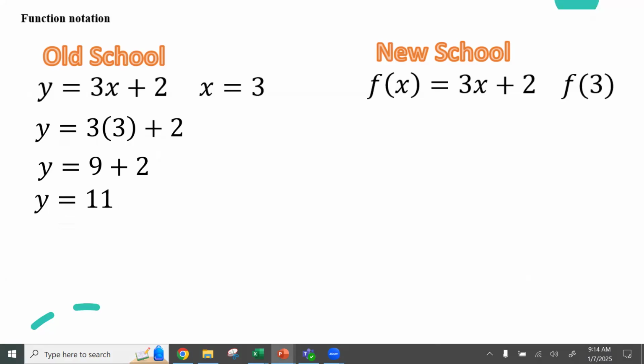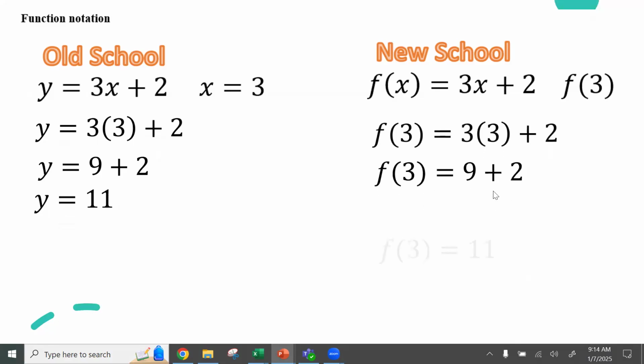This is the same thing, except it looks a little bit different. I'm still plugging in. It says f of x. That's how you say that. f of x equals 3x plus 2. So when they want you to evaluate f of 3, that means your x is 3. So you plug it in and you end up getting that f of 3 equals 11. It's just a more proper way to write an equation with an input and an output.